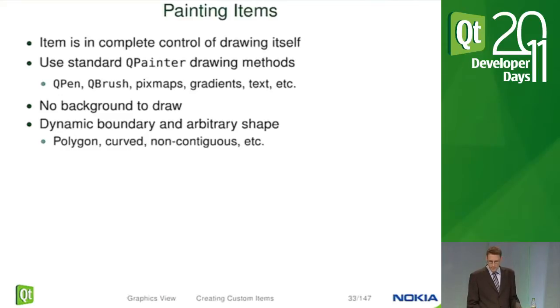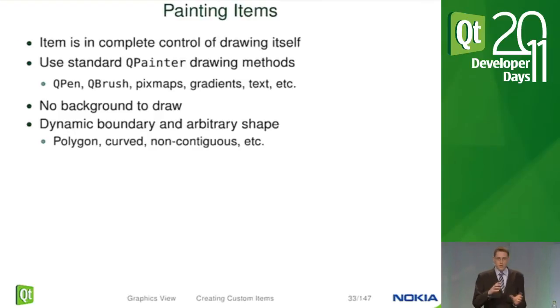And then, of course, you want to get this stuff onto the screen. For that, you override the paint method. We mentioned that already. In there, the item is responsible for drawing itself. The way you do the drawing is the same as in QWidgets. You get a QPainter pointer in there, and on that you have all the drawing primitives that you know from the widget world.